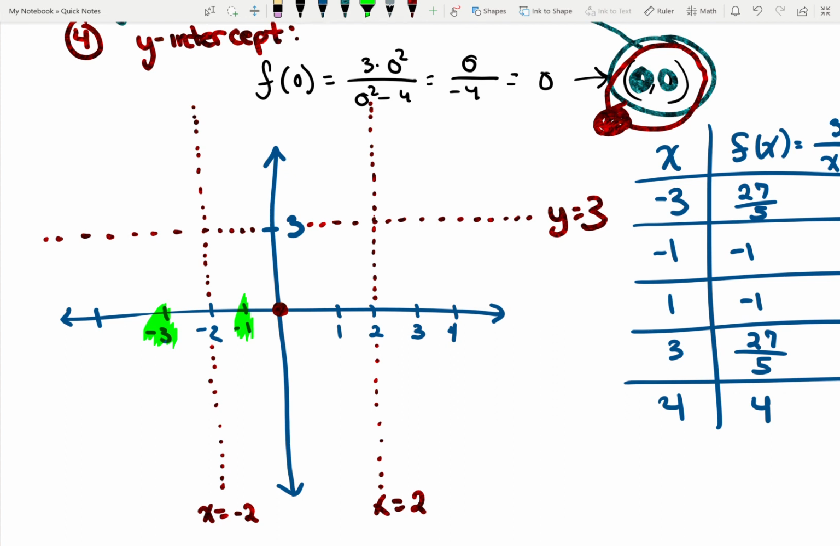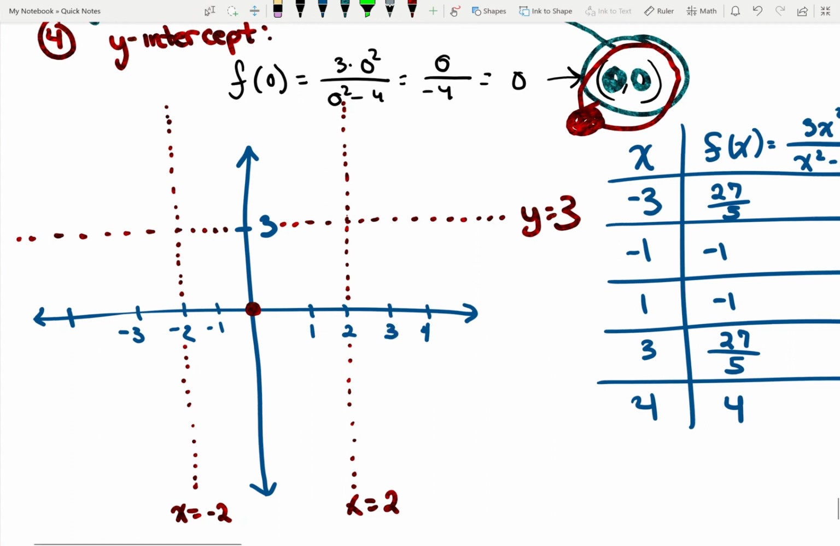Okay, let's see if we can undo this highlighting. Good. And the same thing goes for my other vertical asymptote. This guy, my vertical asymptote is at x equals 2. I'm going to pick two values, one to the left and one to the right. The one to the left will be x equals 1. The one to the right will be x equals 3. Good. So I'm going to pick -3, -1, 1, 3, and 4 for just fun.